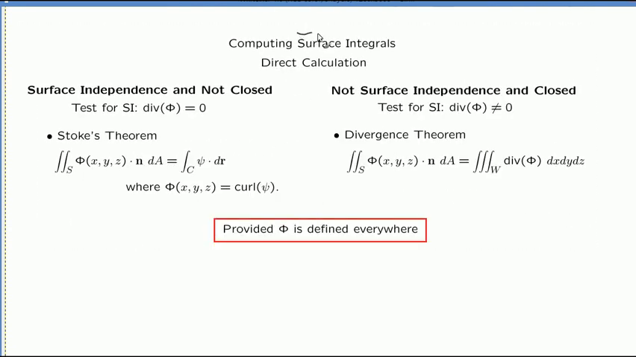Before, it was computing a line integral, right? Now I'm comparing that with computing the surface integral. So if it is surface independent, you have Stokes' Theorem, right? Stokes' Theorem says if you have a surface integral like this, you can go back to the line integral, if you can compute this curl of psi. And I just said that this is actually a lot harder than computing the gradient, the potential function.